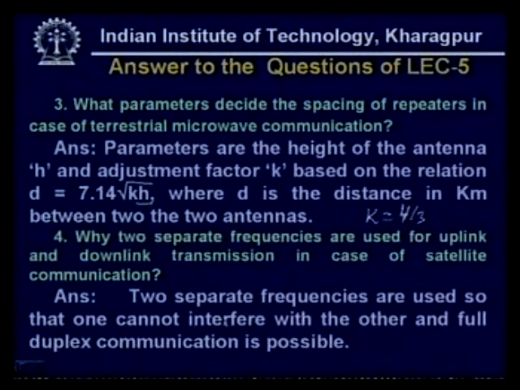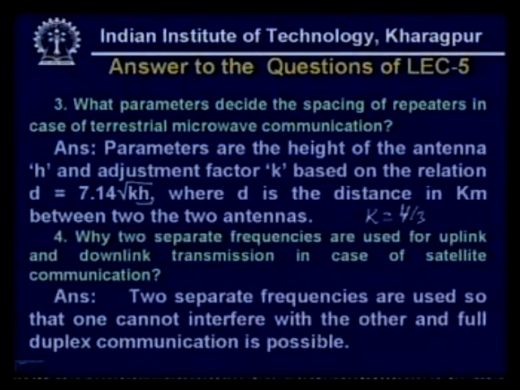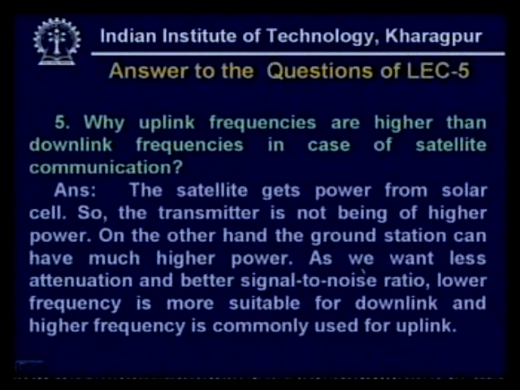Fourth question was, why two separate frequencies are used for uplink and downlink transmission in case of satellite communication? As I mentioned in the lecture, two separate frequencies are used so that one cannot interfere with the other and full duplex communication is possible. If we use the same frequencies, then there will be interference and we cannot have full duplex communication. So, to achieve full duplex communication, two separate frequencies are used.